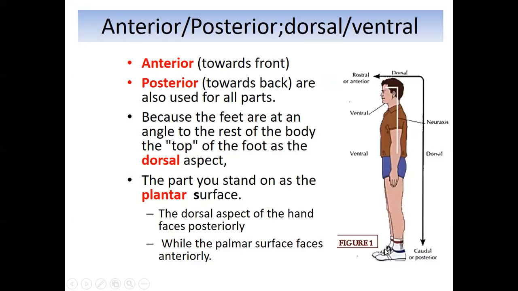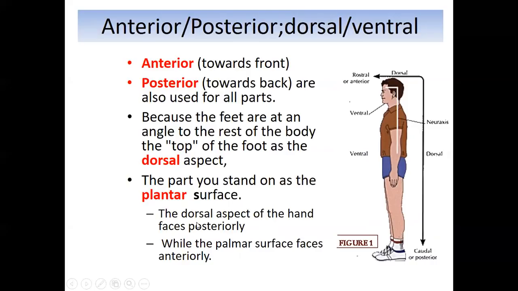So the top of the foot is actually considered the dorsal aspect, and the plantar one here, the part that you stand on, is the plantar surface. Okay, dorsal surface, plantar surface. This now is for the feet.